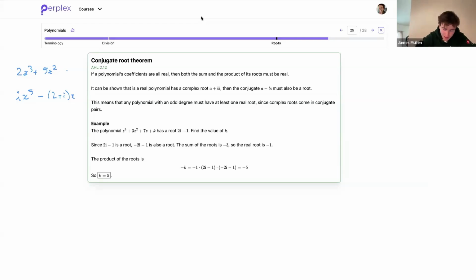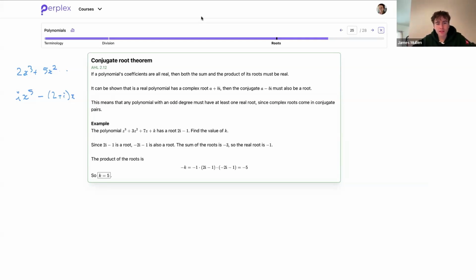Okay, so this is something that I think showed up once on the old syllabus as like a 1-point question. Explain why this polynomial must have at least one real root. And it was about this whole thing with complex pairs, but it hasn't shown up on the new syllabus. Theoretically, it could.